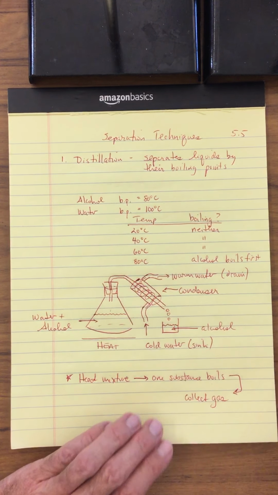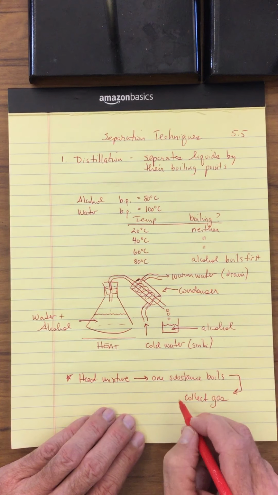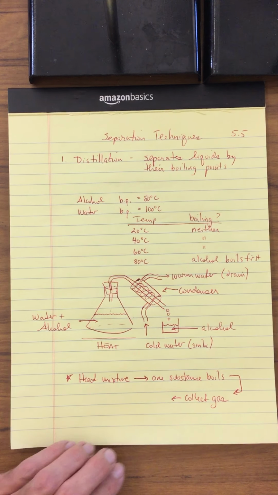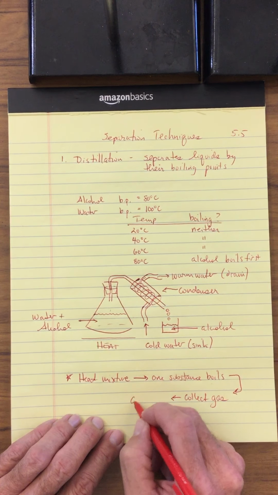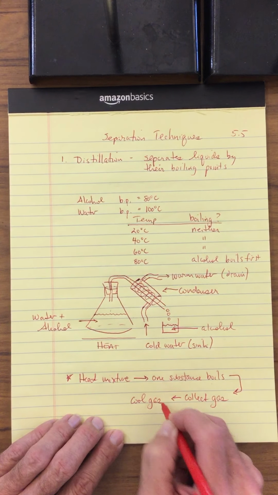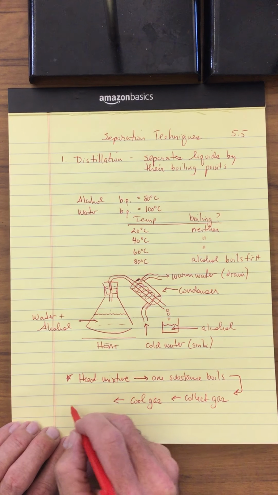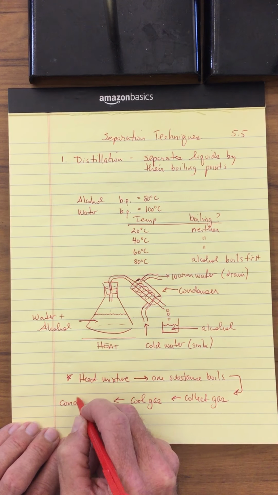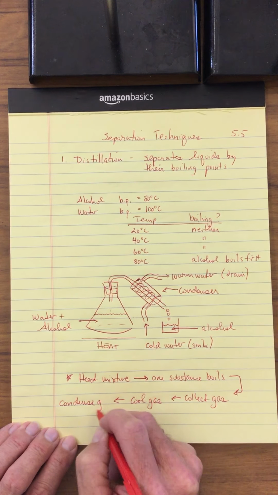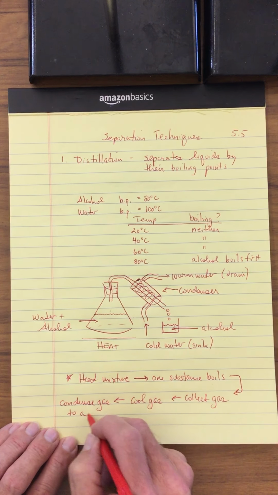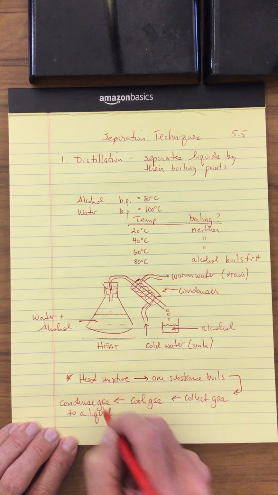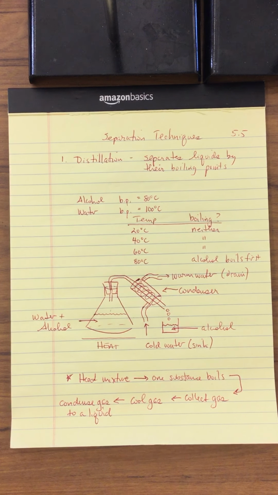So we collect the gases, and then those gases in the condenser are going to then condense. So we have to cool this gas. And after the gas cools, it's going to condense this gas. Condense the gas to a liquid. So that's the distillation process, and hopefully you'll be able to understand that better when we see this apparatus in motion.